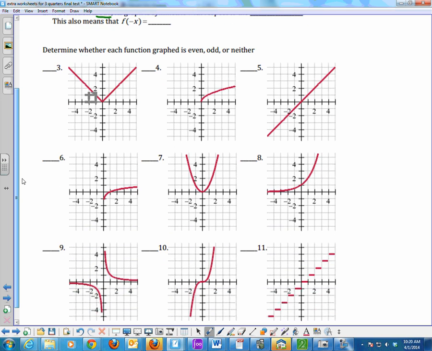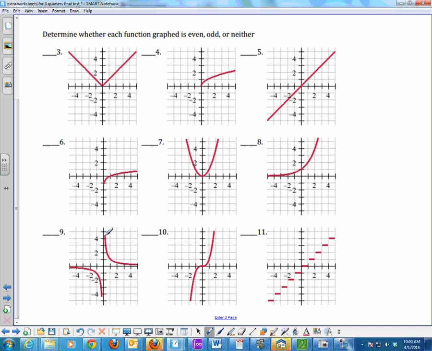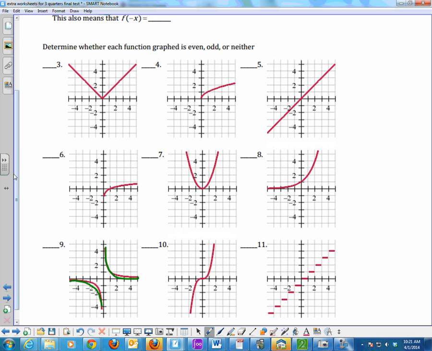An example of rotational symmetry would be in number 9. You can see that this part of the graph, when rotated 180 degrees, appears right here. So this has rotational symmetry and is an odd function. So you would want to compare all of these to see, are they even, that is symmetry about the y-axis, are they odd, that is rotational symmetry about the origin, or they may be neither.